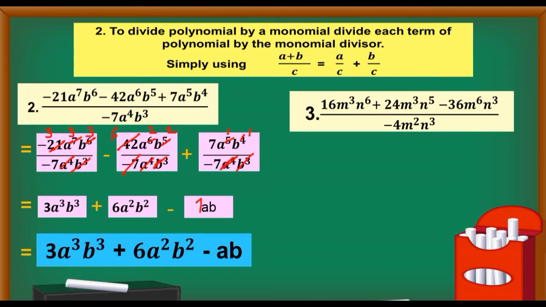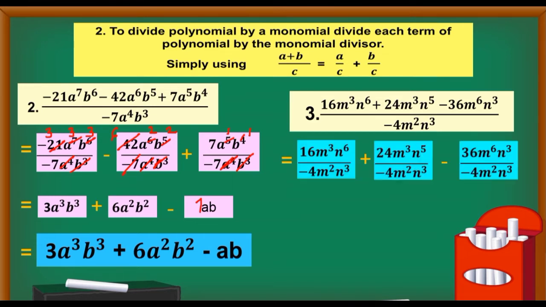So, 16m cubed n raised to 6 plus 24m cubed n raised to 5 minus 36m raised to 6 n cubed, divided by negative 4m squared n cubed. So, ganun din po. Paghihiwa-hiwalayin lang din natin. Ayan. So, once na magkakahiwa-hiwalay na, pwede na tayong mag-divide.